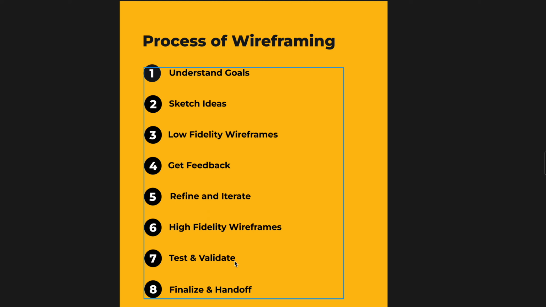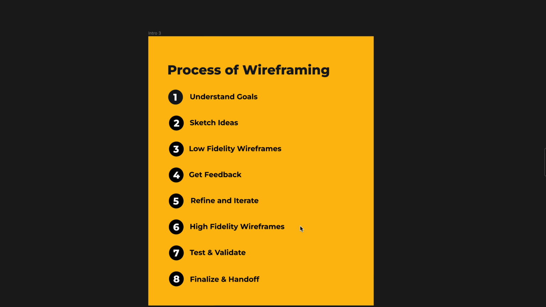Okay. So wireframing is mostly done by the design team. That's why I'm saying the handoff will be given to the product manager, and the product manager will go to developers and say, boss, this is what we want to code and develop, right? So this is the process of wireframing: understanding the goals, sketching ideas, creating low fidelity wireframes, getting feedback, refining and iterating through the process, then coming up with the final high fidelity wireframe. You test the prototype, try to validate the idea with all the stakeholders again, and then you finalize and give a handoff, right? So this is the process of wireframing.